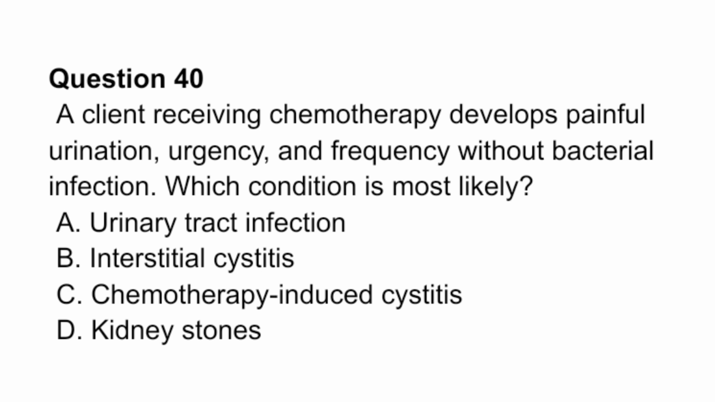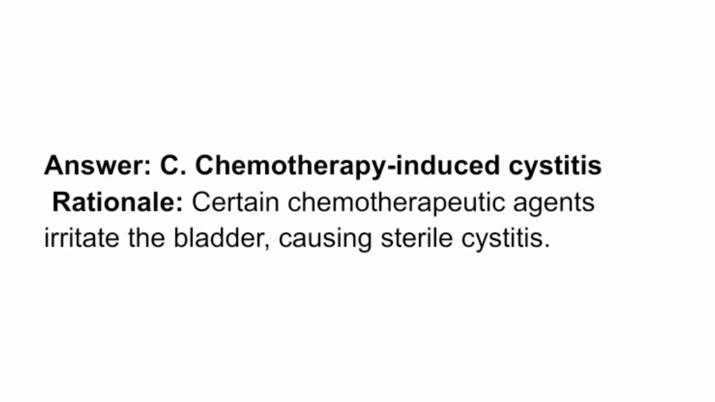Question 40. A client receiving chemotherapy develops painful urination, urgency, and frequency without bacterial infection. Which condition is most likely? A. Urinary tract infection. B. Interstitial cystitis. C. Chemotherapy-induced cystitis. D. Kidney stones. Answer. C. Chemotherapy-induced cystitis. Rationale. Certain chemotherapeutic agents irritate the bladder, causing sterile cystitis.